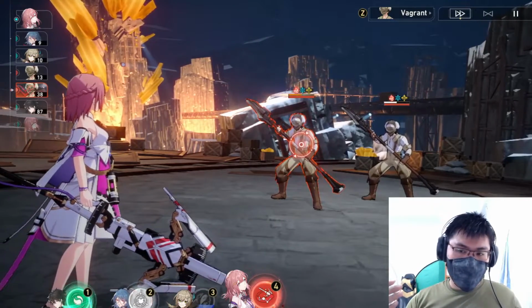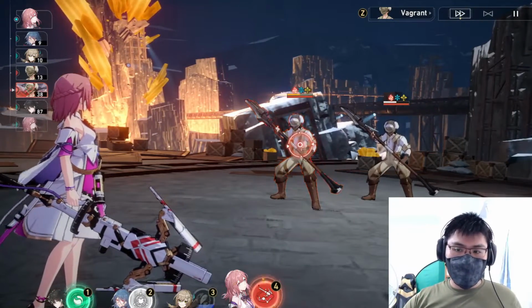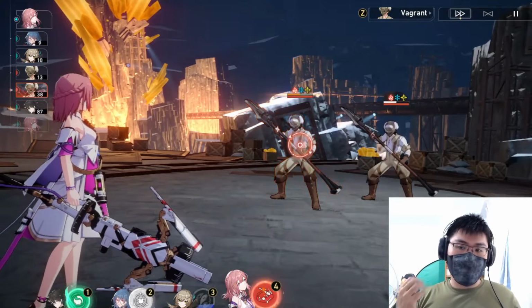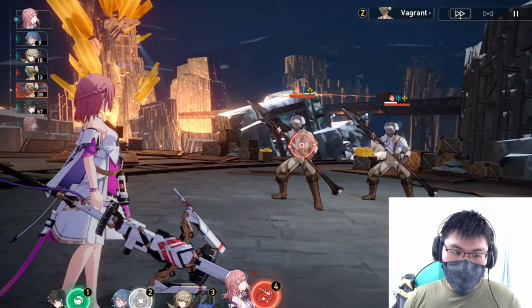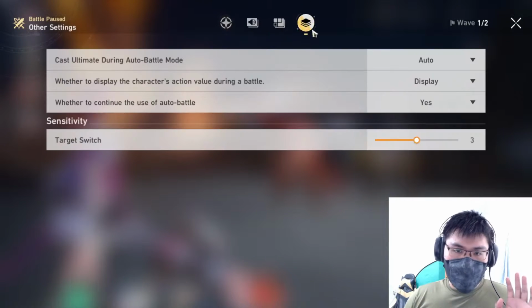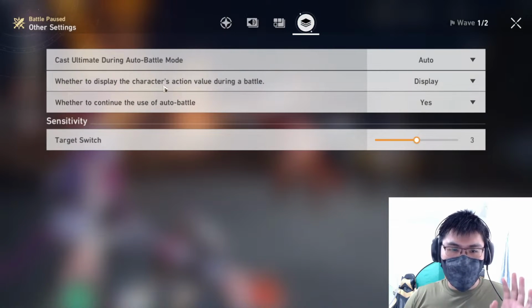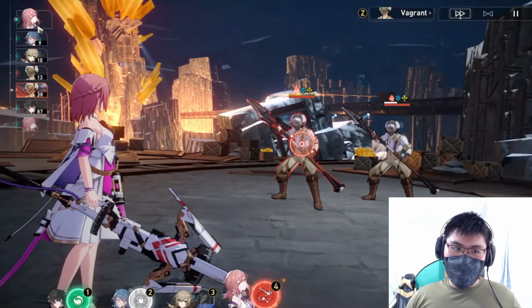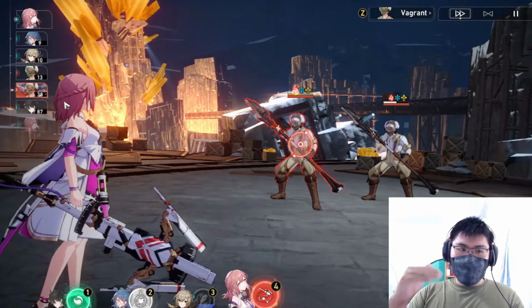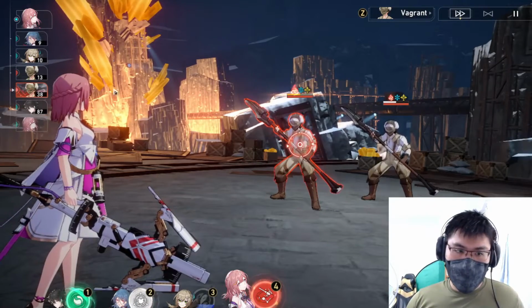And if you have this activated, sometimes the numbers change if you have a speed buff unit, or an advanced forward unit. And how you get these numbers shown over here, you go to the escape button, right? Go to display the character's action value during a battle. So from here you will be able to see the details as to which units are taking their turn first, as well as the action value.